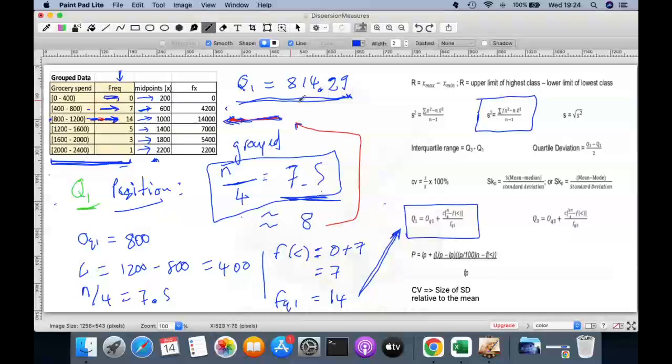It makes sense. And so how do you interpret this? Well, remember, this is the first quartile, so it's 25%. 25% of shoppers spend less than 814 Rand. That's how you interpret this. Does that make sense, everyone?